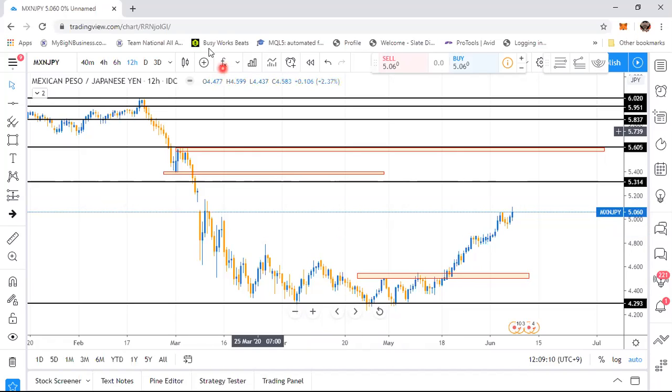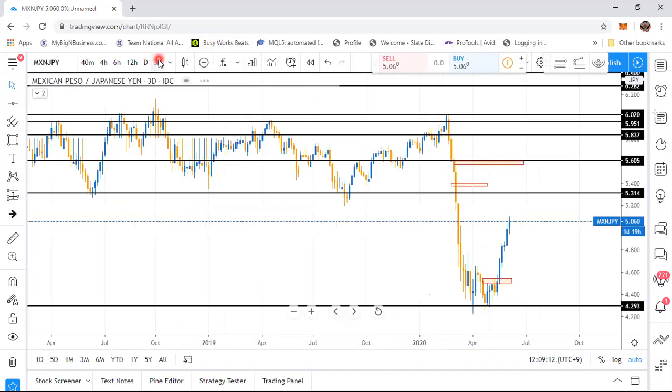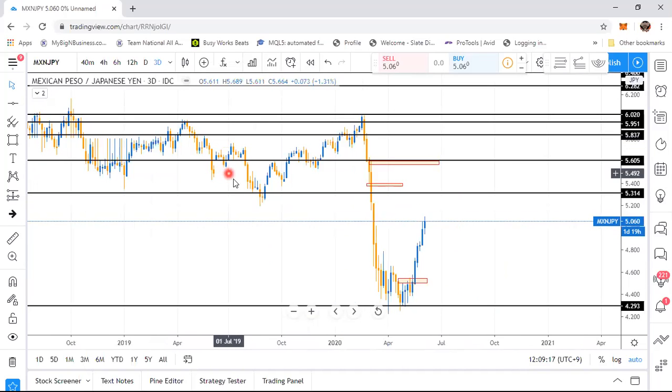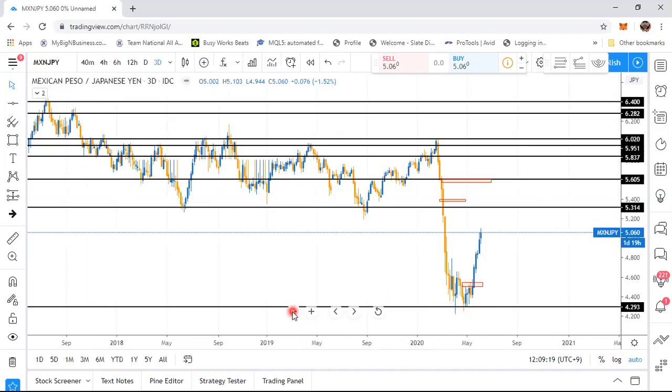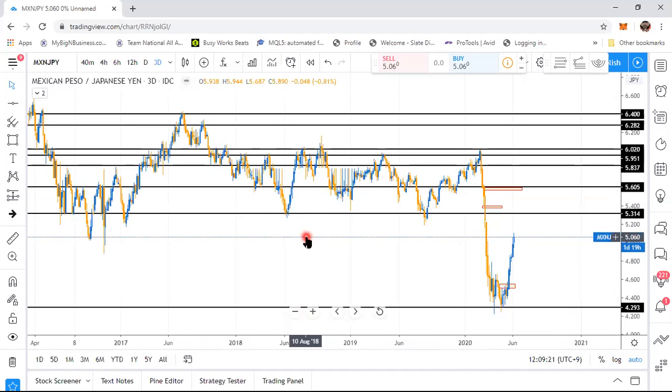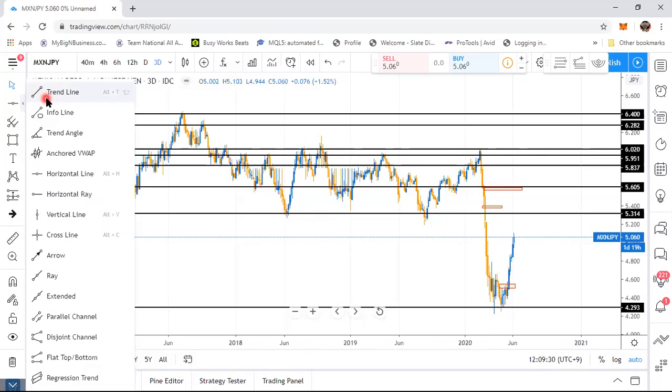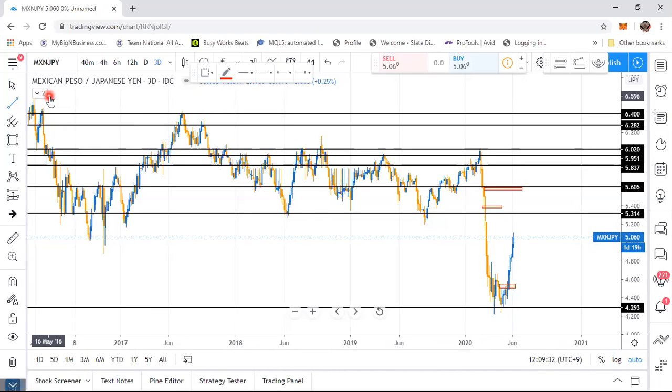Now, how do we increase the probability on these trades? We can use another tool. Let's see if I can dial up the trend. All right, we're back on the 3-day. We already have our support and resistance marked up with our horizontal lines, right? The next tool we're going to use is the trend line tool, all right?